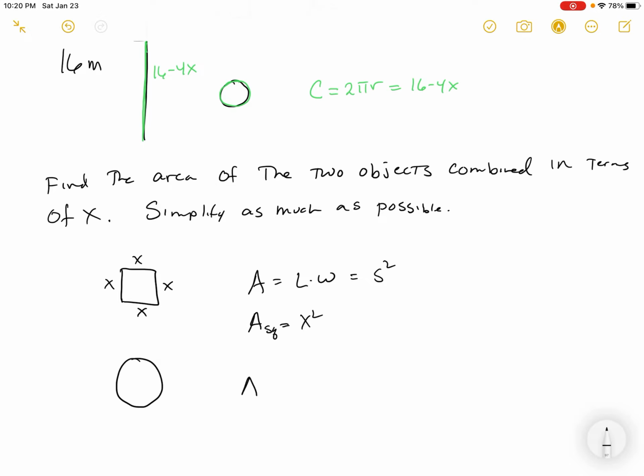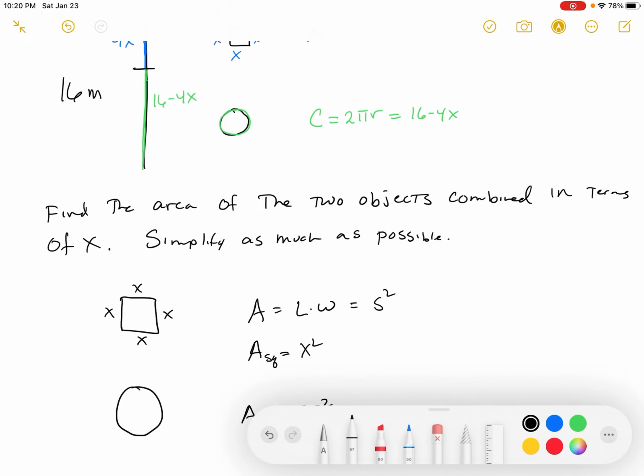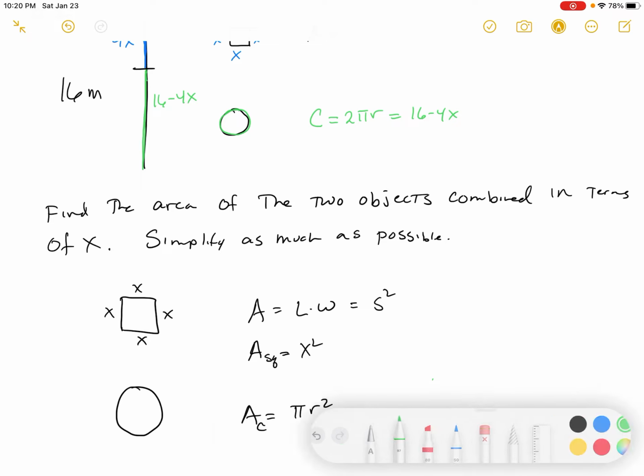Well, what's the area of the circle? The area of any circle is, I'll put C for circle, the area of a circle is pi r squared. So we're a little bit stuck there. We don't know what r is, but we kind of do. We can use what's up top in green in order to help ourselves out.